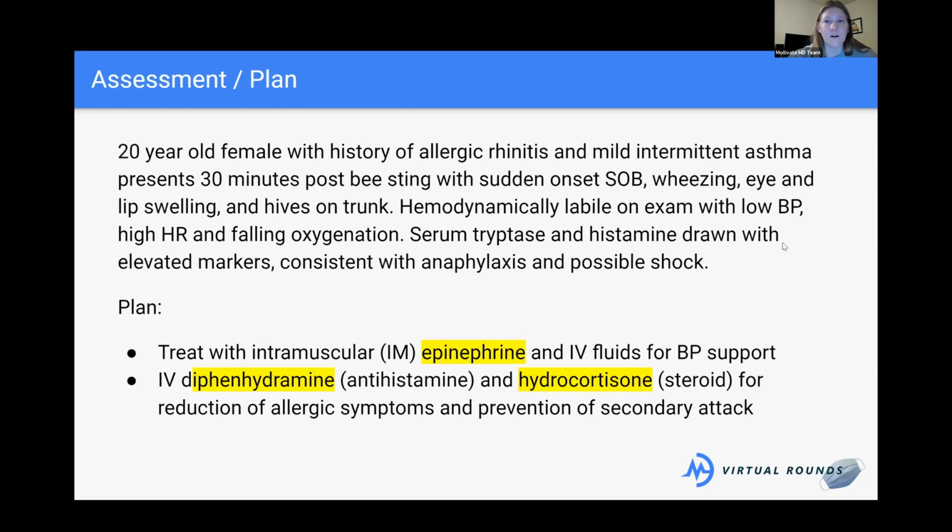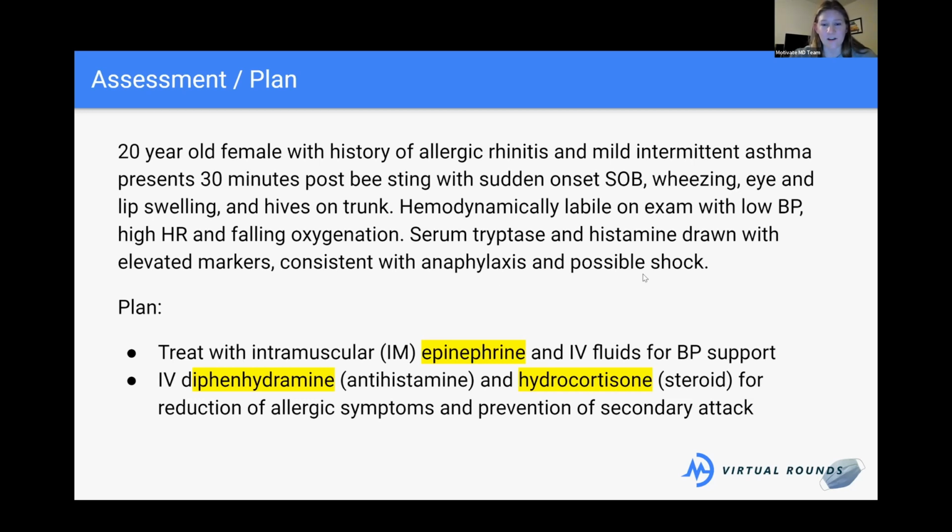Labile is if they're either borderline in an abnormal range, or if they could be at risk of rapidly falling or changing in a short period of time. So hemodynamically labile on exam with a low blood pressure, high heart rate, and falling oxygenation. Her serum tryptase and histamine were drawn with elevated markers that are consistent with anaphylaxis and possible shock.